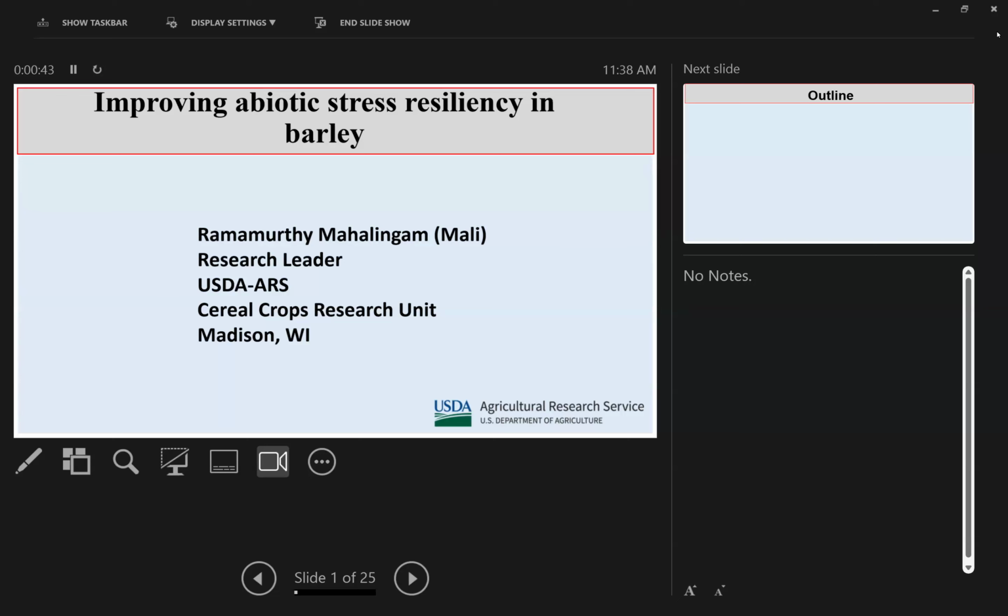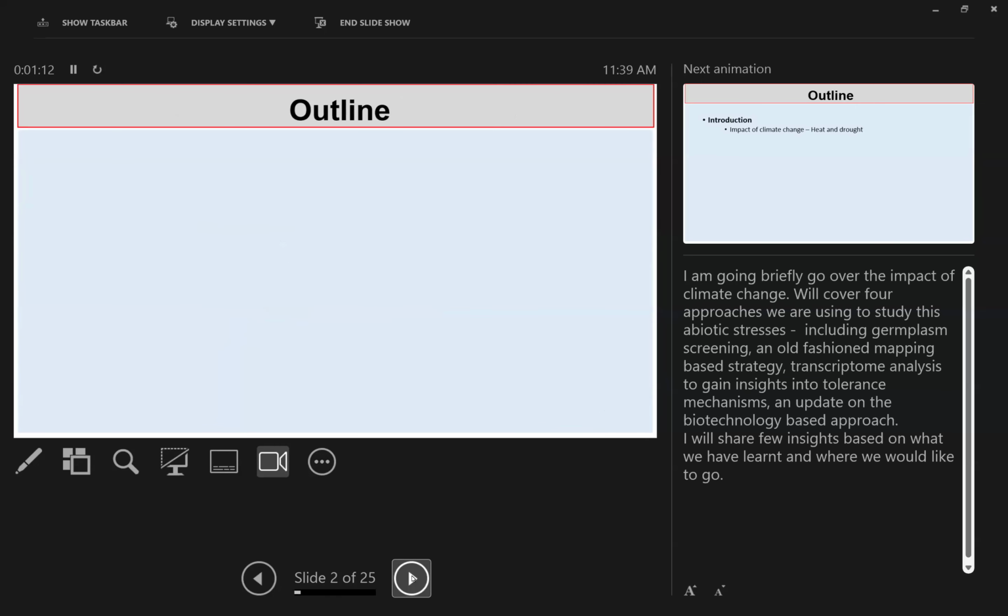Let's see, oh, this is going. Okay. Is it not advancing, Molly? It's not advancing. That's the one I'm trying. I can see it on the next slide, but it's not advancing. Perhaps try that. Okay. Is that good? Okay.